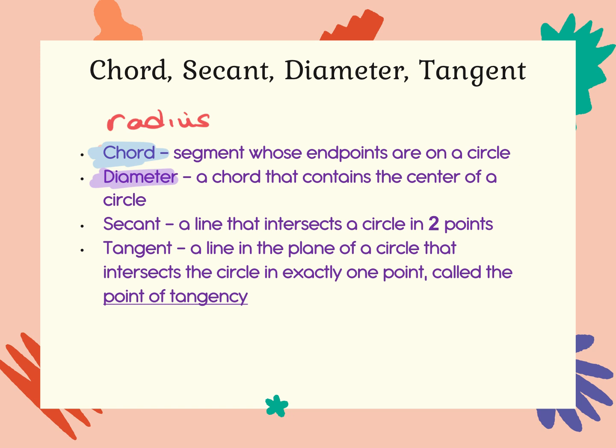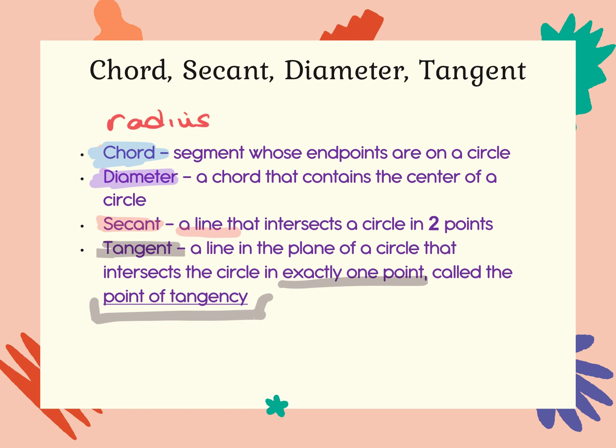Then the third one on this slide is the secant. Notice the definition of a secant. It's a line that intersects the circle in 2 points. And then lastly, we have the tangent. Now, it's not the same tangent that we talked about in Chapter 9. This tangent is a line, and it's going to touch the circle at exactly 1 point. And that point where it touches the circle is called the point of tangency.